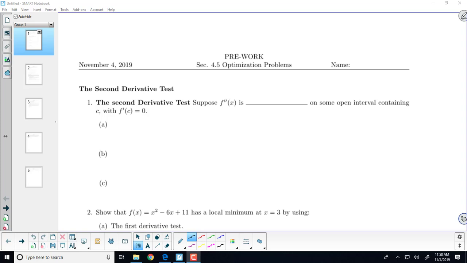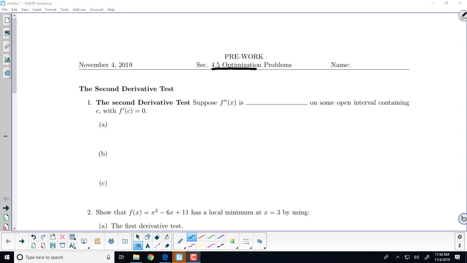Okay, folks, so in this section 4.5 pre-work, I'm going to look at the second derivative test, which you've actually already done in some of your homework problems, way back in section 4.3, but we didn't formally talk about it, and so now I'd like to do so.